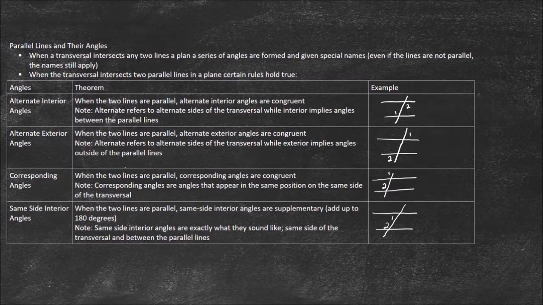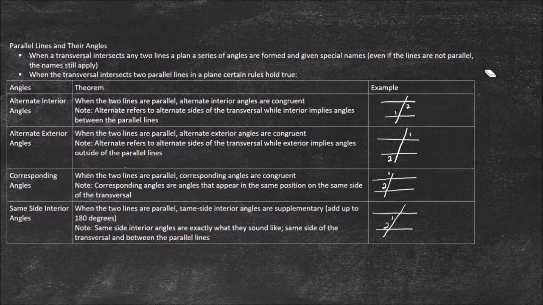And you might not have heard the word transversal before, so I really want to go through that. It's really just a line that goes through two other lines. So if we have two lines, and I draw a line through them, that line that's going through is called a transversal. That's what a transversal is, just a line going through two other lines.